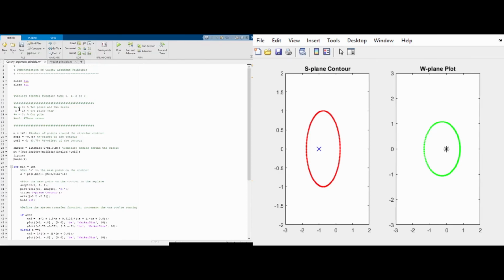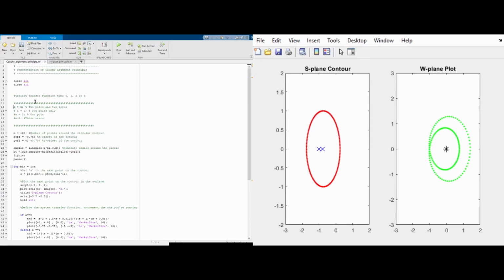Now let's attempt the same example but with two poles inside of the red contour. Each pole contributes negative 360 degrees to a total change of negative 720 degrees, or two encirclements of the origin in the W plane. So if you run this code, we should see two encirclements. There is one, and that's the second one.